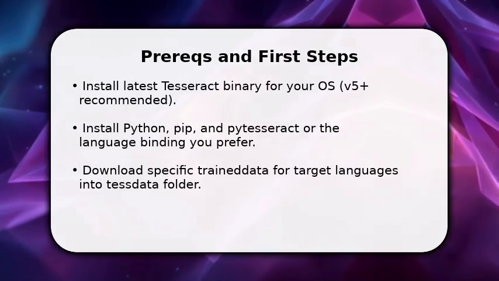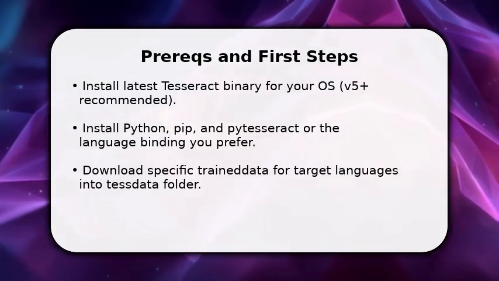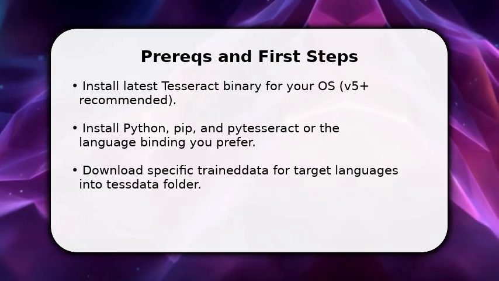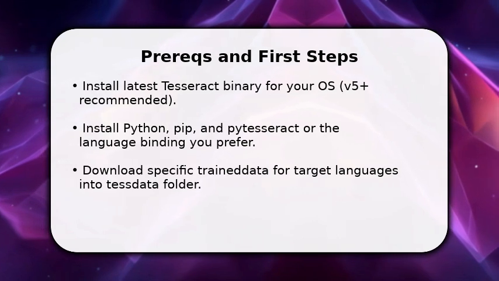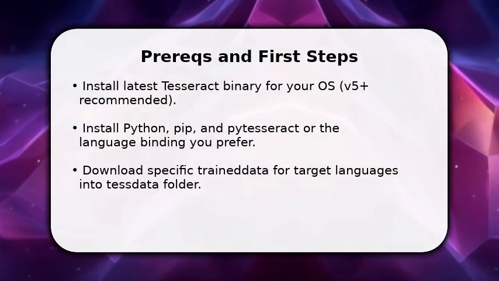Once done, download the trained data files for each target language and place them in Tesseract's tessdata directory so Tesseract can recognize those languages. Make sure your path or tessdata prefix points to that folder.